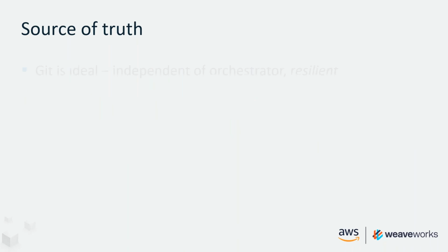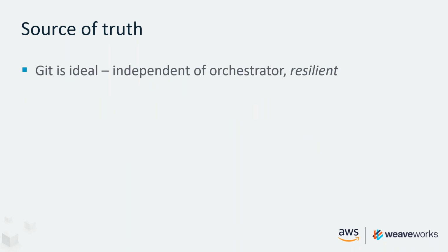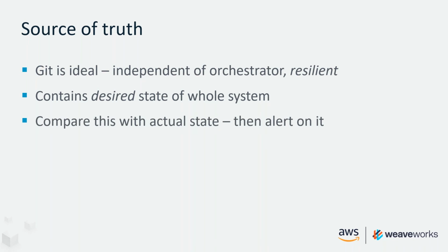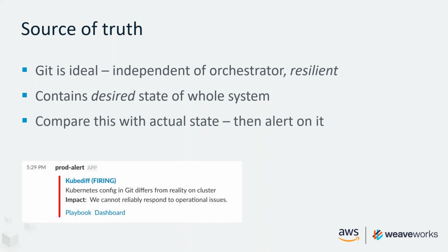Git's ideal as a source of truth. It's independent of the orchestrator, obviously, but it's also resilient. You can have multiple copies of the state stored in different locations. And it contains the desired state of the whole system. The desired state's interesting because if it's different to the actual state, we can alert on it. In our system operating Weave Cloud, we even do that. We have a set of configuration alerts that fire in Slack that tell us when the cluster is different to the state we expect it to be in.